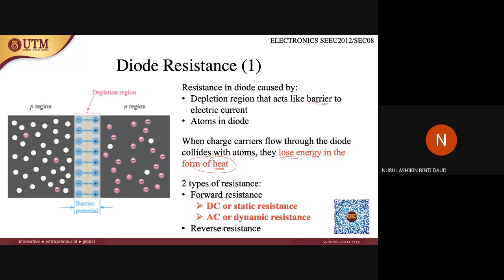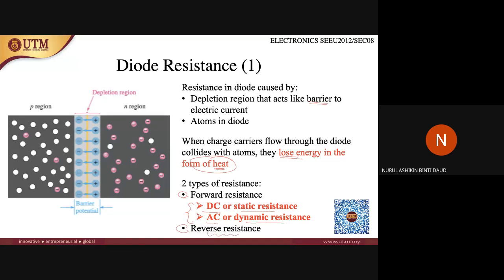So there are basically two types of resistance, because there are two types of junction. We have the forward bias junction and the reverse bias junction. So there are going to be two types of resistance, which are forward resistance and reverse resistance. Forward resistance can be divided into DC or static resistance and AC or dynamic resistance, where we will look into the details of these two.